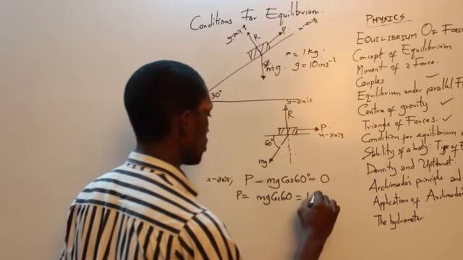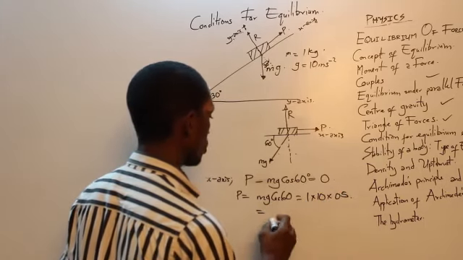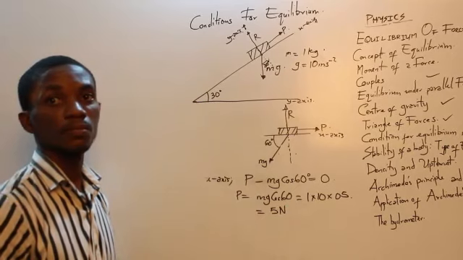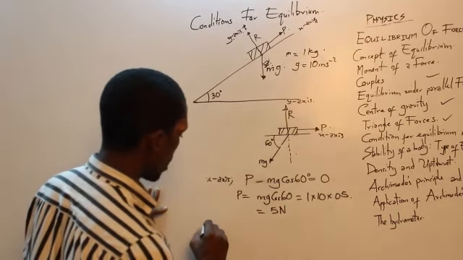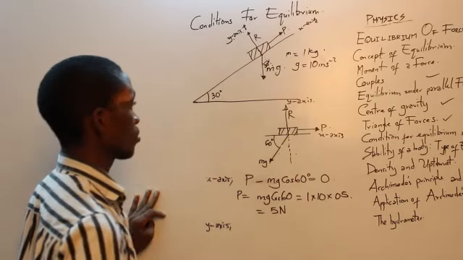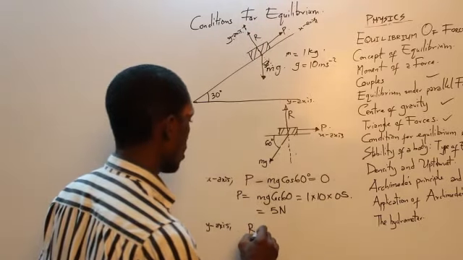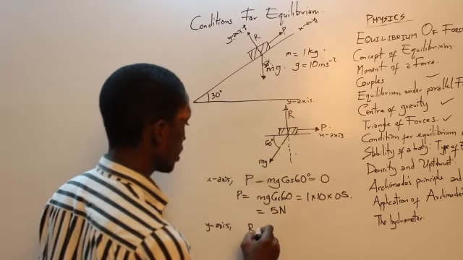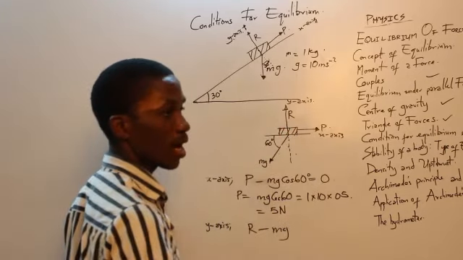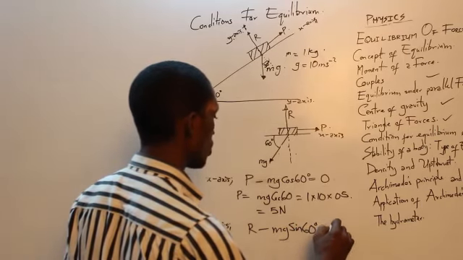I know my m to be 1 and my g to be 10, and cos 60 is 0.5. So, when I multiply it all together, I have my answer as 5 newtons. When I consider also my y-axis, that's the vertical axis, I'll have R, of course this one is pointing downward again, minus mg. For vertical, I always work with sine 60 degrees, which should be equal to 0.